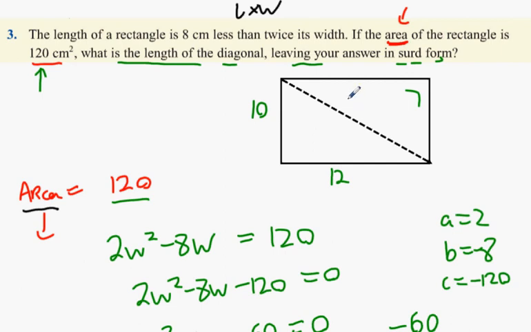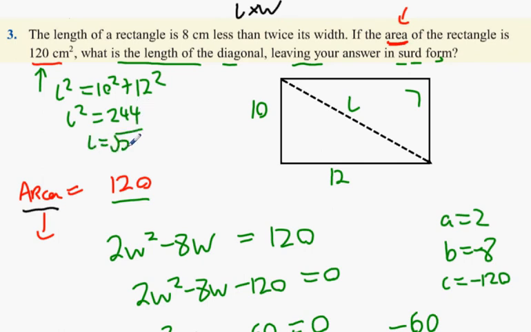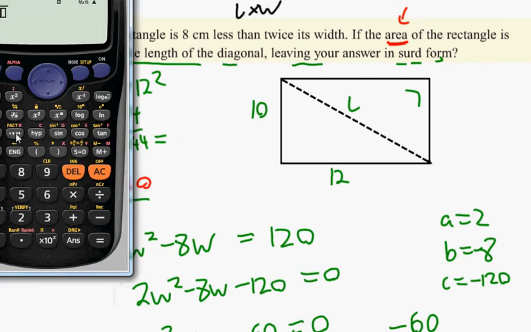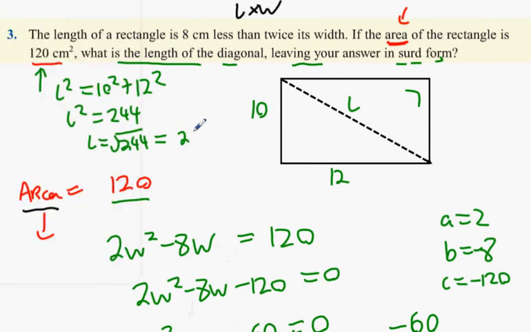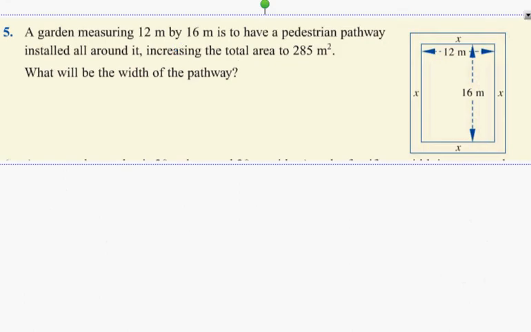Call it L. L squared equals 10 squared plus 12 squared. L squared equals 244. Square root 244. And what you get? It says give it in third form. Third form is 2 root 61. Are we all good with that? Centimeters.